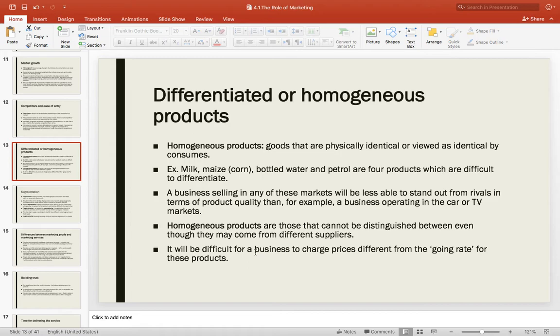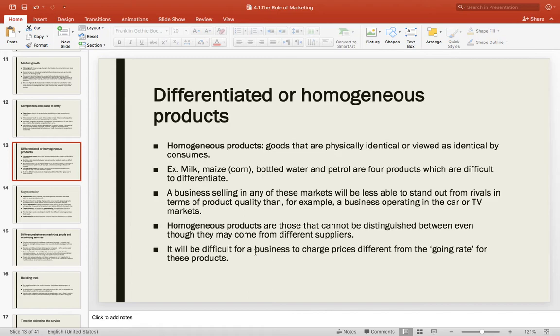Yes, there isn't any "I'm gonna buy this milk because it's different from the other milk." Usually most of them have the same or similar bottling. Most of them have similar taste, so it's basic milk. This is what we call a homogeneous product, a product that is physically identical or viewed as identical by consumers. So is water. Most of us feel that it's the same water, whether it's Arwa or Aquafina, it's water.